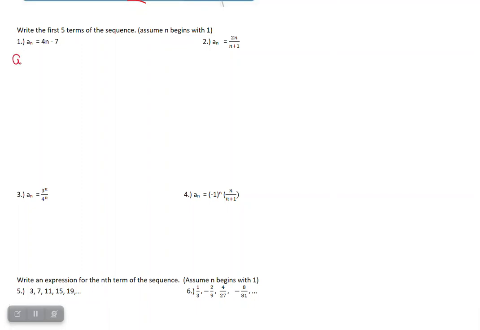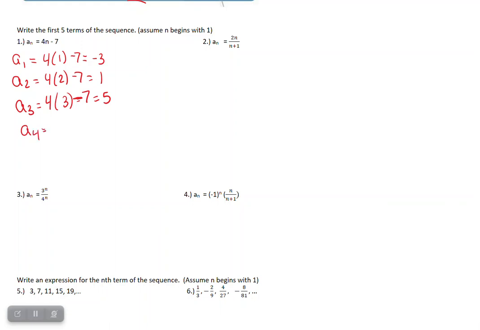So what we're going to do is go with the first term, so a sub 1. You can see how it replaces the n right there. Every time we see an n, we replace it with the 1, and then just evaluate. So the first term in our sequence is 4 minus 7, which would be negative 3. I'm going to do that with the next one. 4 times 2 minus 7, 8 minus 7 is 1. And I'm going to keep going. So 12 minus 7 is 5.